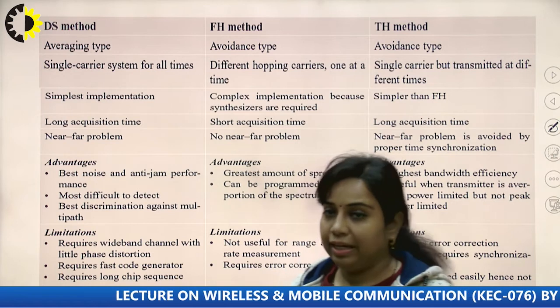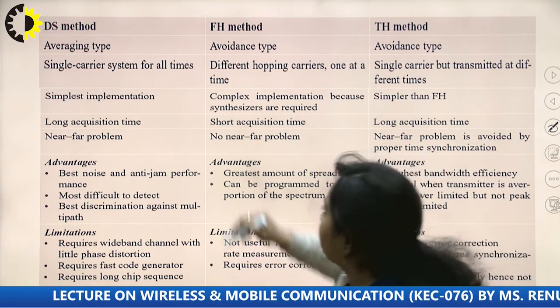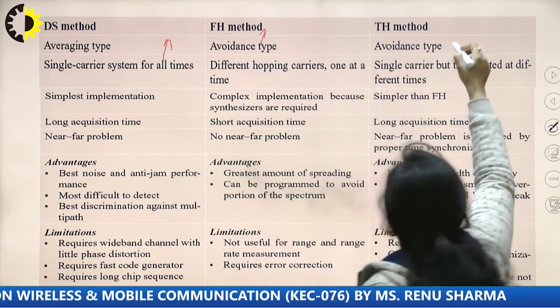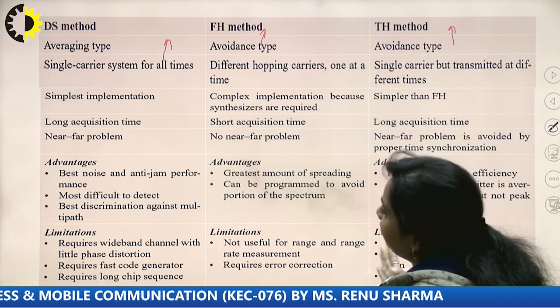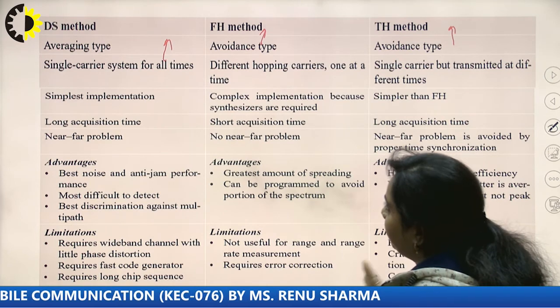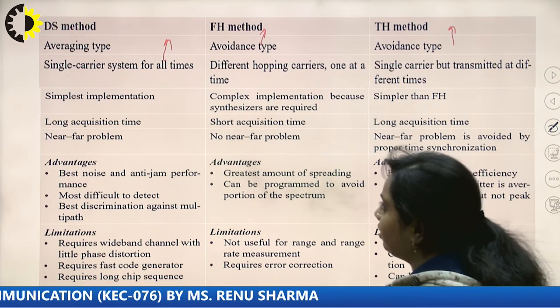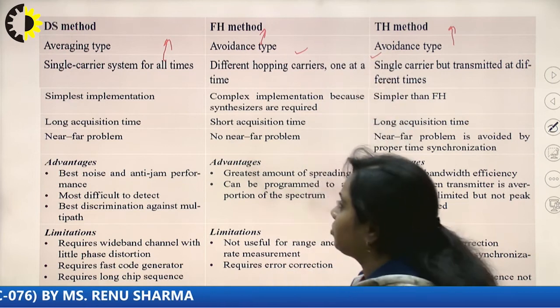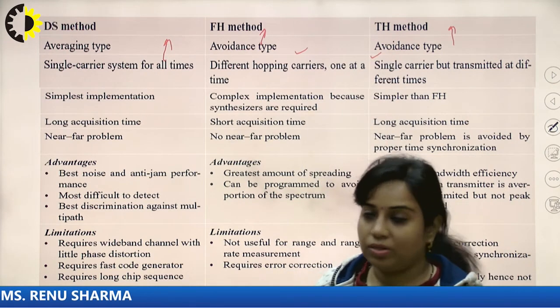Now this table is showing the DS method, direct sequence, the frequency hopping method and the time hopping method. So these three methods are being compared together. This one is the averaging method, this is avoidance, and this is also an avoidance method, which has been mentioned in the first slide also.